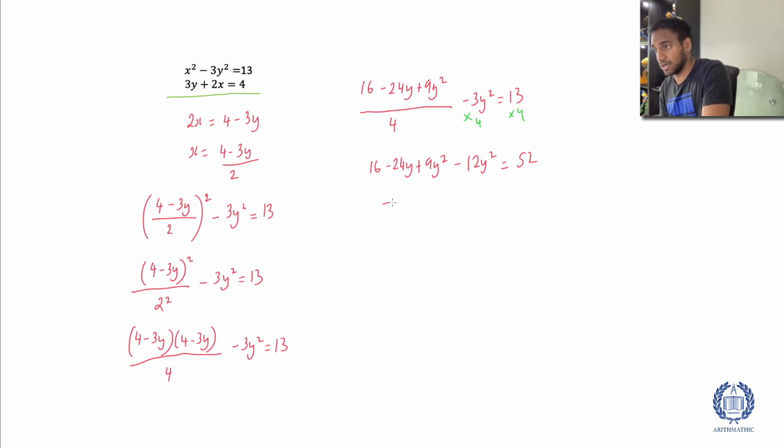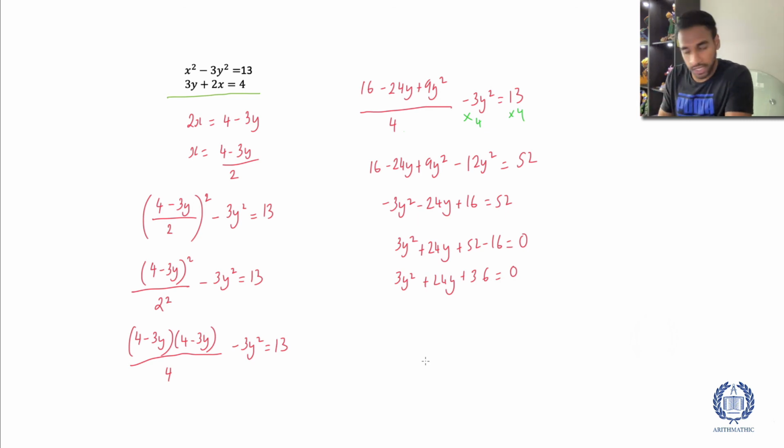So 9y squared minus 12y squared is minus 3y squared, minus 24y, well, actually, I should say plus 16, isn't it? Plus 16 equals 52. It's already simplified. Now all we're going to do is move all of that to the right-hand side so we can get rid of this negative y squared. If I move minus 3y squared to the right-hand side, it becomes positive 3y squared. Minus 24y becomes positive 24y on the other side, and 16 becomes minus 16. So we have plus 52 minus 16 equals 0. So that's 3y squared plus 24y plus 36 equals 0.